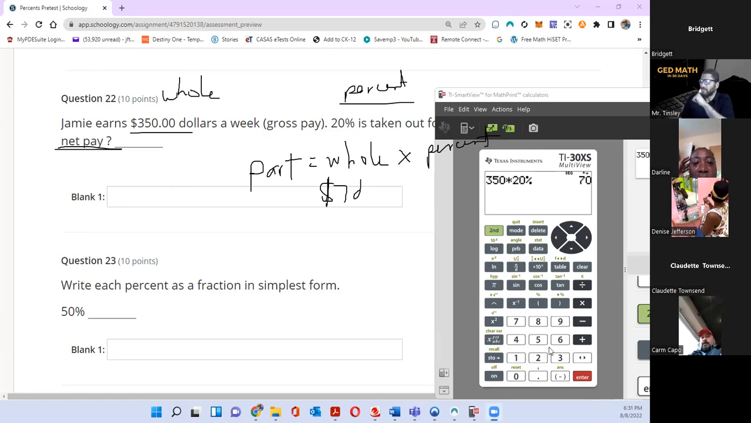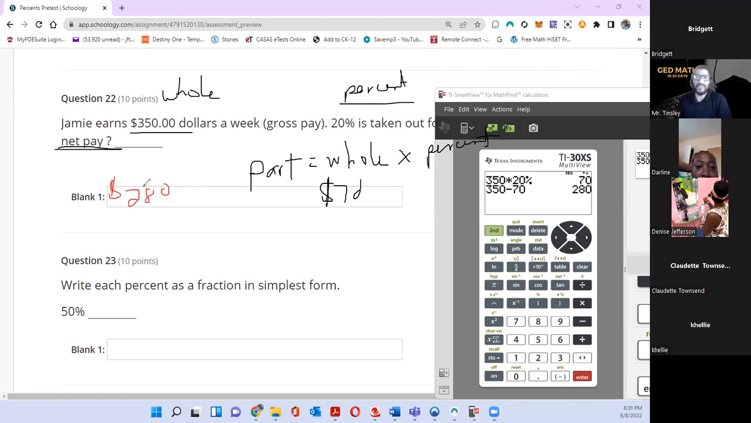I would say you add the 70 with the 350. So you're telling me when a deduction is added to your check? No, a minus. Okay, so again, that's common sense. A deduction means it's taken out of your check. That's subtraction. So 350 minus 70 is 280.